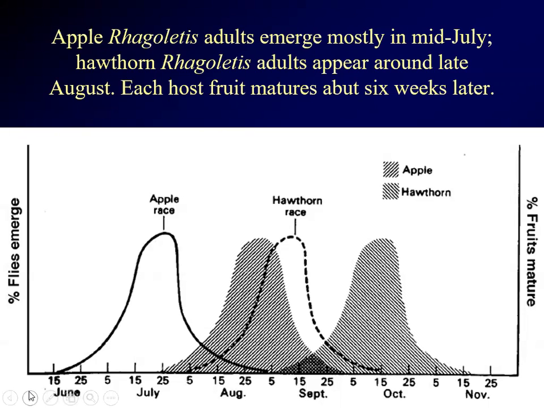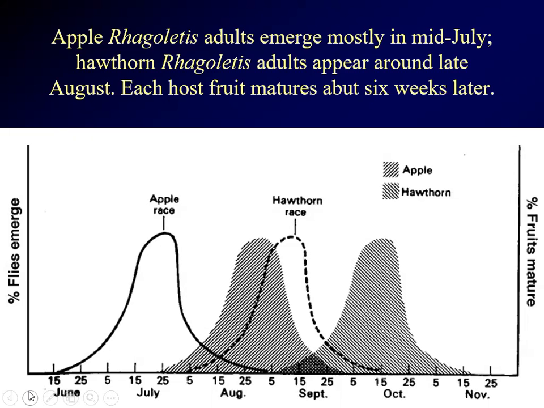And it turns out the difference between the two is a difference in timing. What you're looking at is just the lines give you the time in which the flies emerge. So apple Rhagoletis adults will begin to come out of the soil in mid-June, and they will hit their peak in about mid-July. That happens to be exactly 6 weeks before the maturity of the host fruit.